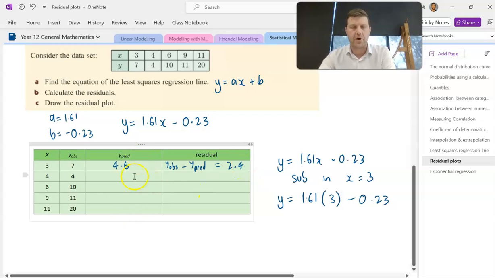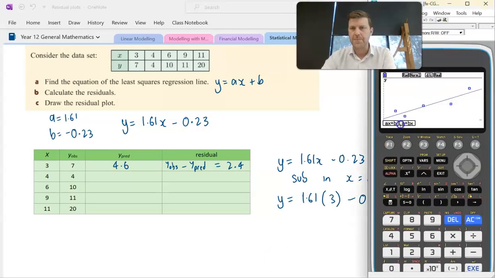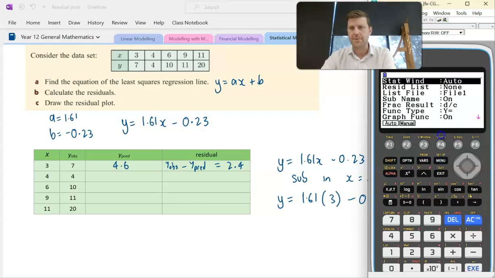So the residual of that first set of coordinates is 2.4. Now, the y predicted value only helps you when you're working it out by hand. The graphics calculator will solve this column for us, and I'll show you how to do that right now. This is really important for you to set this up in your calculator in preparation, hopefully, for the test and the exam. So once you've got that line of best fit, or that least squares regression line in there, head back out to the list. And if you just press Shift Setup, head down here where it says Residual List, and we're going to set that to List 3.